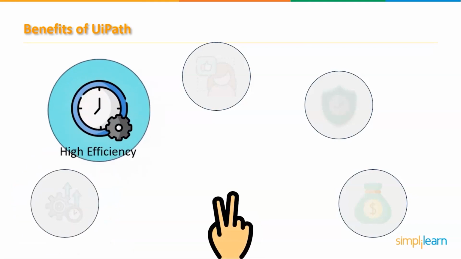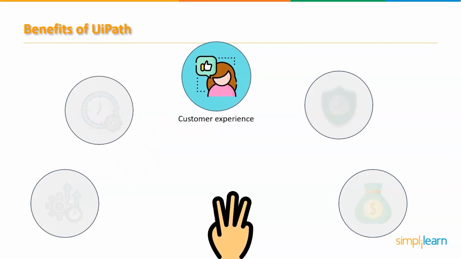Next, we have high efficiency. RPA software does not need a break. It can operate 24 hours a day. A single RPA robot may replace 2 to 5 full-time workers. If not more, robots can do the same amount of work in less time or more work at the same time than humans. Customer experience.